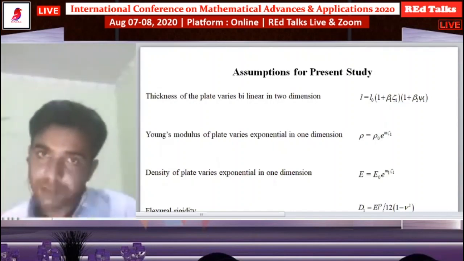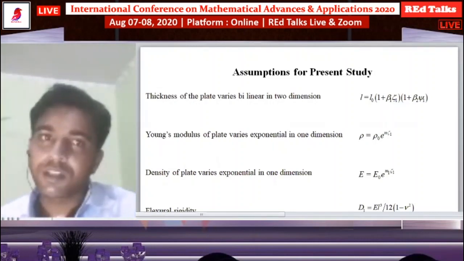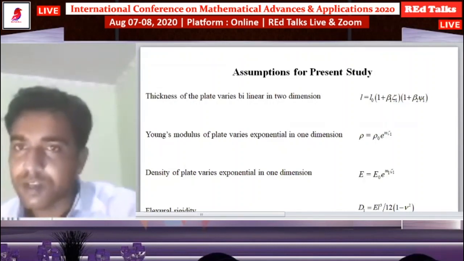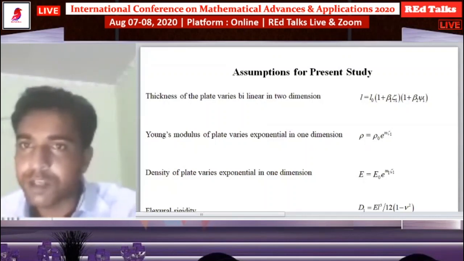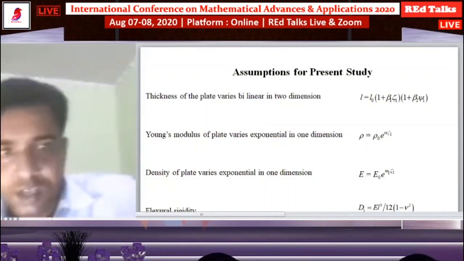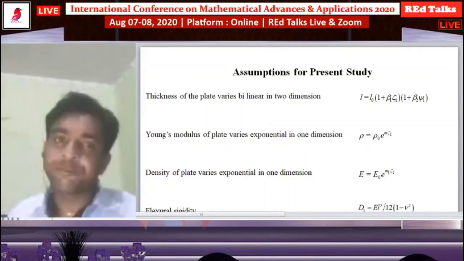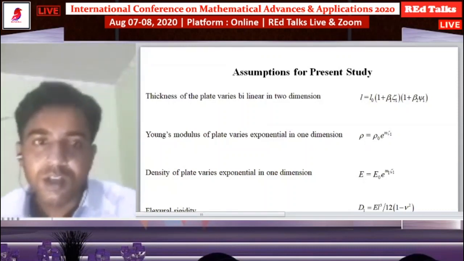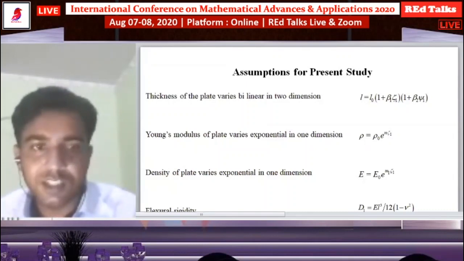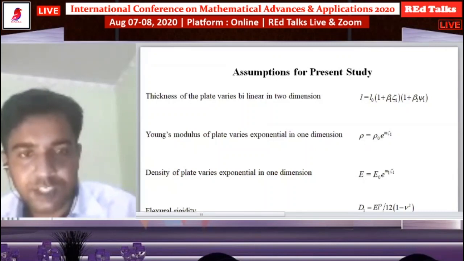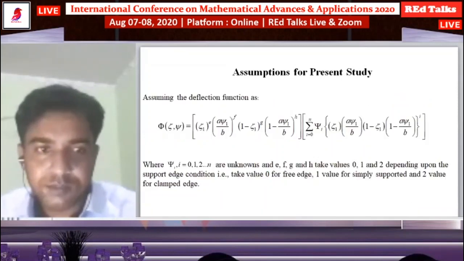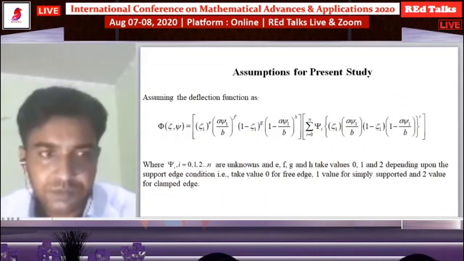First of all, we make some assumptions for the present study. Here we take the thickness of the plate to be bilinear in two dimensions, given as l equals l naught times 1 plus beta plus beta 2 psi 1. The second assumption is for the Young's modulus of the plate, which is exponential in one dimension. The third assumption for the present study is the density of the plate, which is exponential in one dimension, and the flexural rigidity is assumed accordingly.